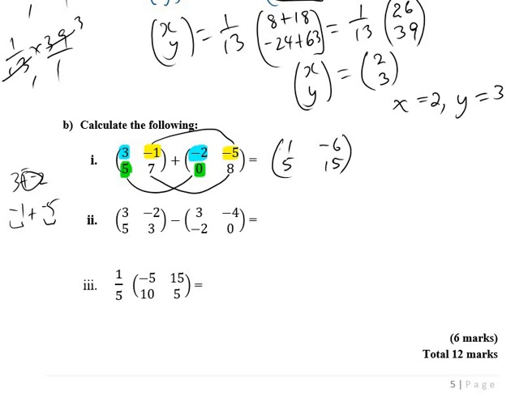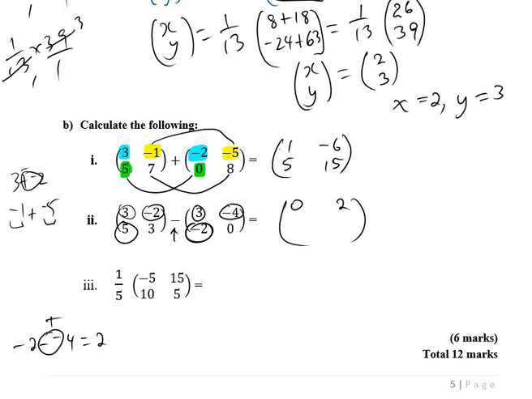Now let's subtract. When subtracting, we subtract corresponding entries as well. So it'll be 3 minus 3, that's 0. Then we're going to have negative 2 minus negative 4. Let's write that down. Negative 2 minus negative 4. This will be positive 2. Again, you can use your calculator for these. Then go to the next one. 5 minus negative 2. Subtracting a negative is positive, so that's going to be equal to 7. Then 3 minus 0 is obviously 3.